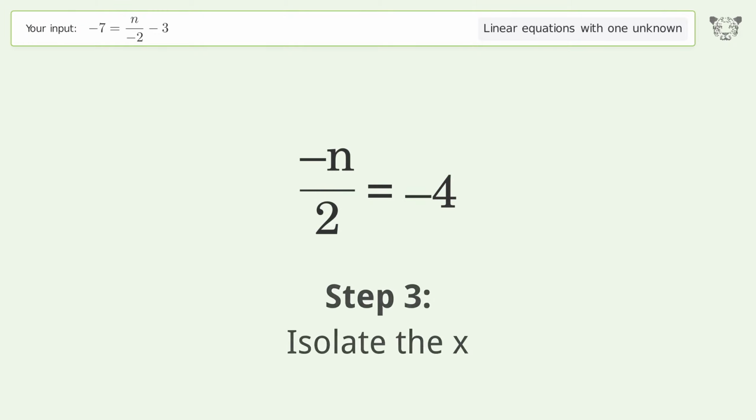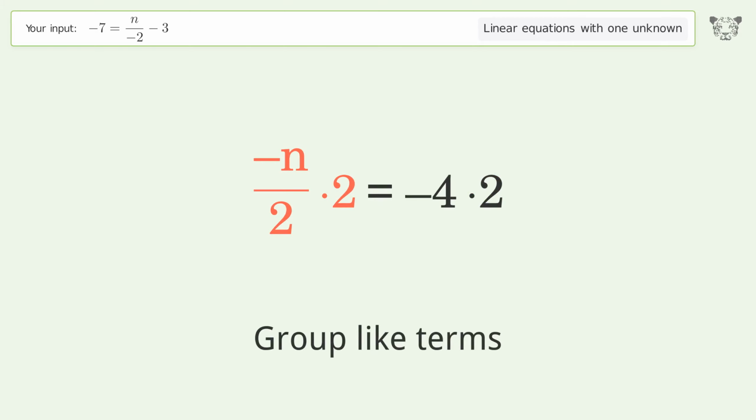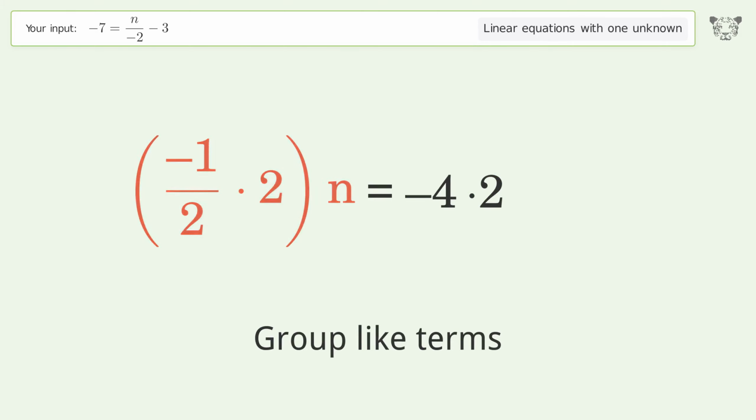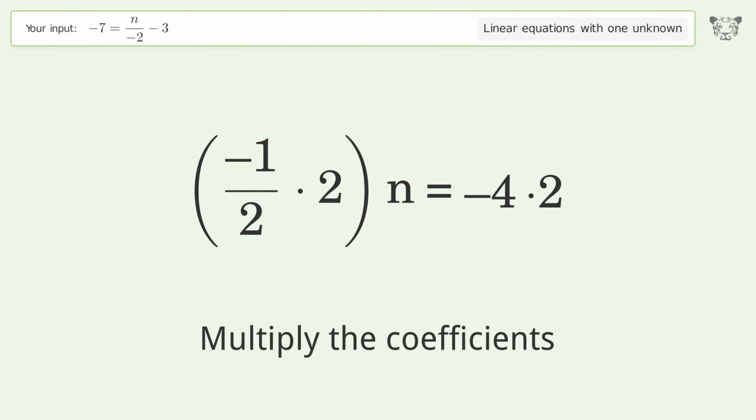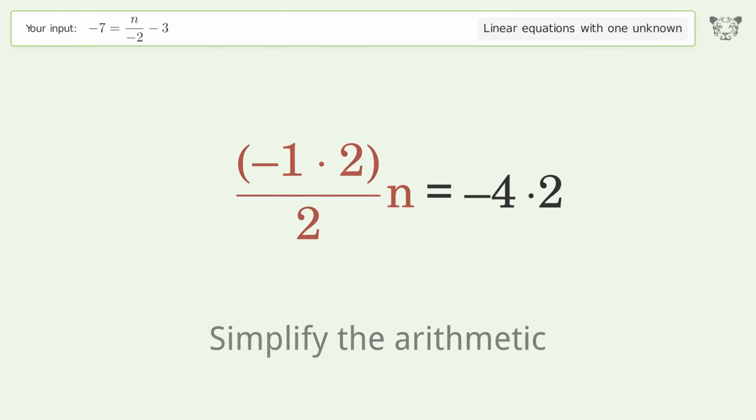Isolate the x. Multiply both sides by 2. Group like terms. Multiply the coefficients. Simplify the arithmetic.